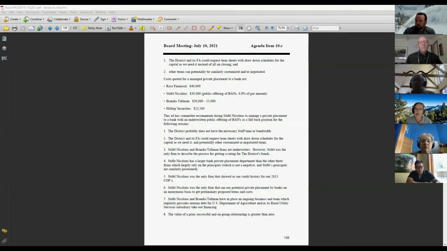Some of the background on why we would choose Stifel rather than Brandis Tallman or Hilltop is that Stifel can do both the private placement and act as an underwriter. So it gives us a couple of advantages. We can go to the banks as a private placement, and if we don't get the terms we like, then we can take a second action and use the same firm to do a public bond offer. Secondly, we think Stifel would be a better representation for us to the banks, because the banks will understand that if they don't give us good terms, we have a fallback position to go to a public bond offer.